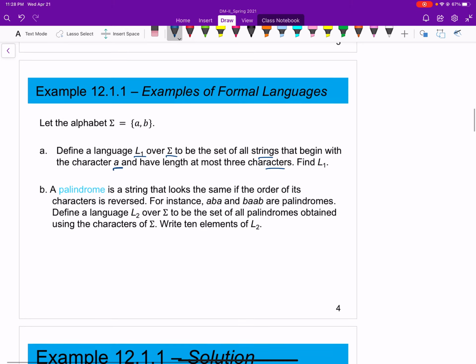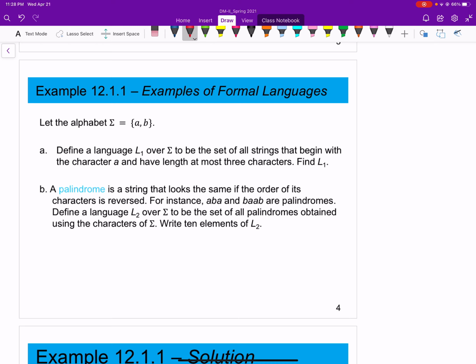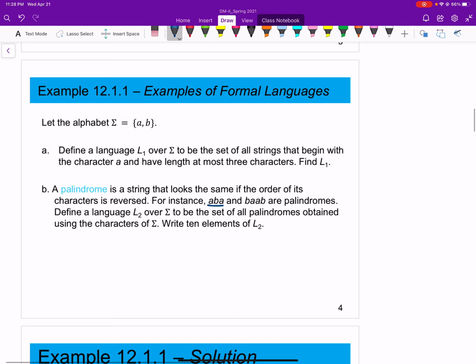And then the second part: a palindrome is a string that looks the same if the order of its characters is reversed. For instance, ABA and ABBA are palindromes, right? If you reverse them, they look the same. Here it is ABA. If you just reverse it, it is again ABA. And ABBA, if you reverse it, is ABBA. So they are called palindromes.